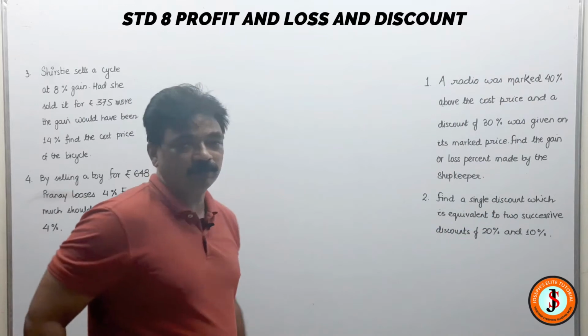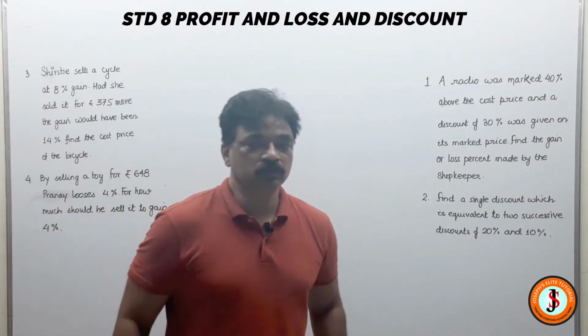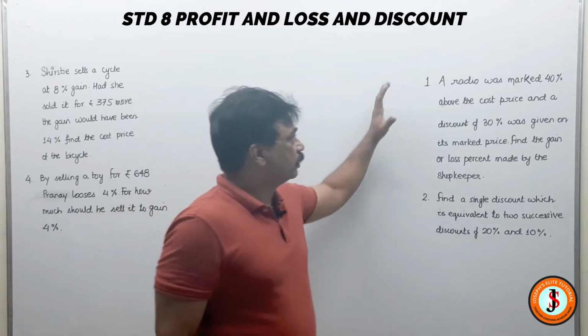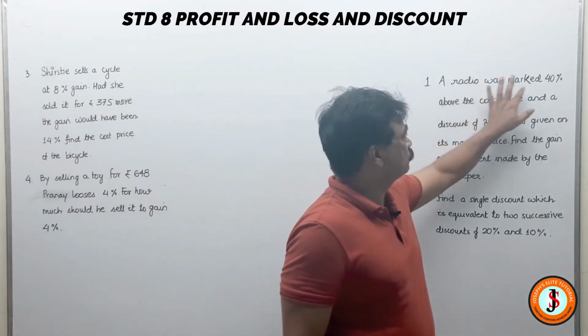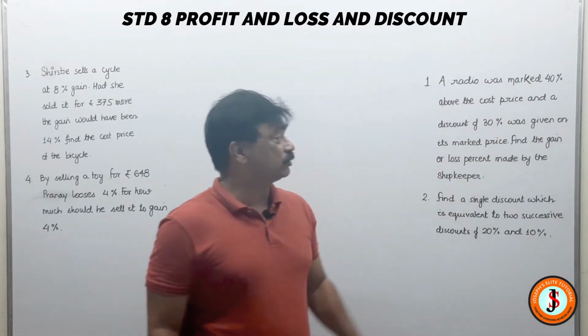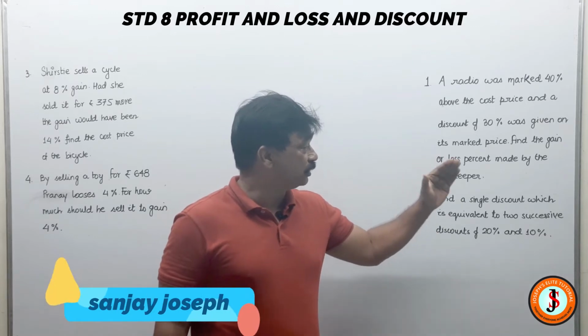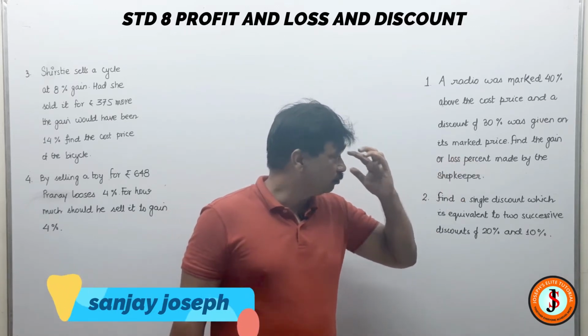Children, let us have a look at a few more questions of profit and loss and discount, etc. Here it is written, a radio was marked 40% above the cost price and a discount of 30% was given on its mark price. Find the gain percent or loss percent made by the shopkeeper.